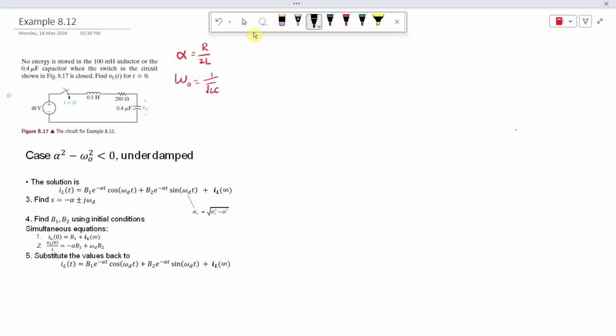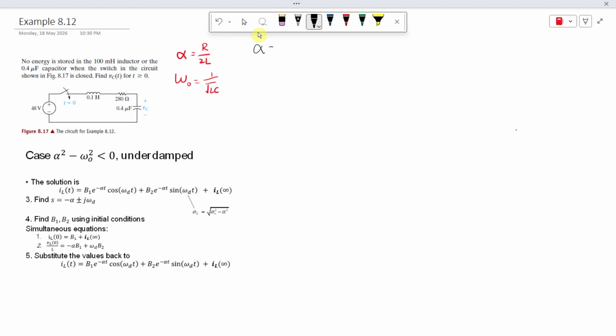So no energy is stored in the inductor or the capacitor. When the switch in the circuit shown in this figure is closed at t = 0, find the capacitor voltage. All right, again, I always need to find which case this is.